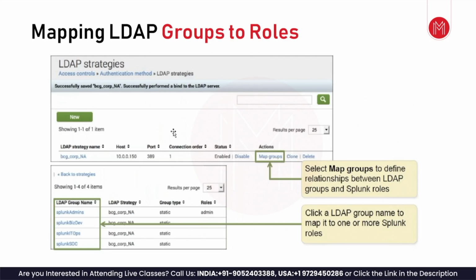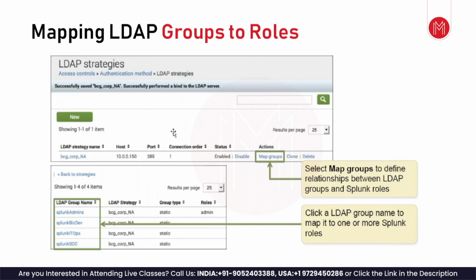And once this LDAP is created, you are able to map groups. So you can click on this map groups, and it will show what all the groups are present in this LDAP. So application teams who have already created some groups through this LDAP, they can view the group names. So whatever the group names are present in this LDAP, you can verify. There are some Splunk admins, Splunk biz dev, Splunk IT operations team, Splunk SOC team. So there are different teams where they are using this LDAP and they have got groups created with this LDAP.